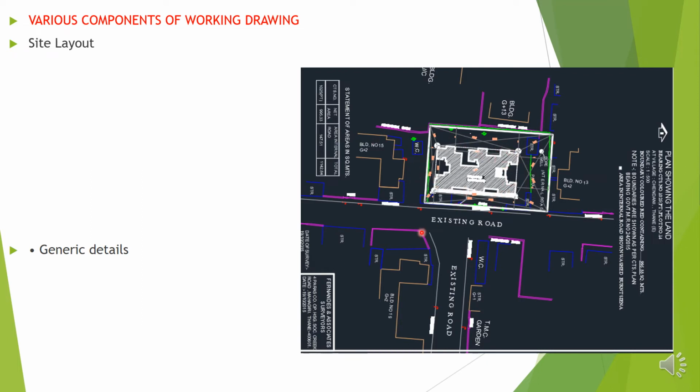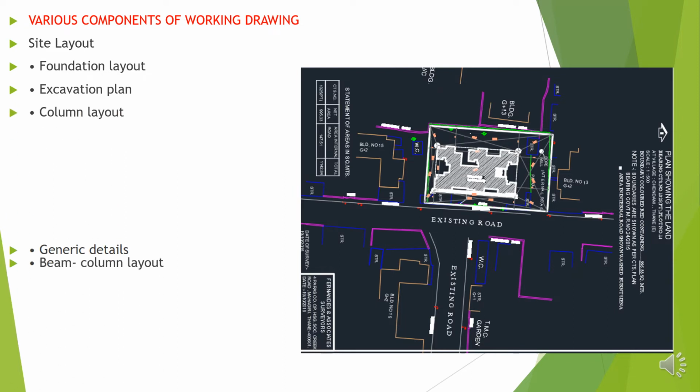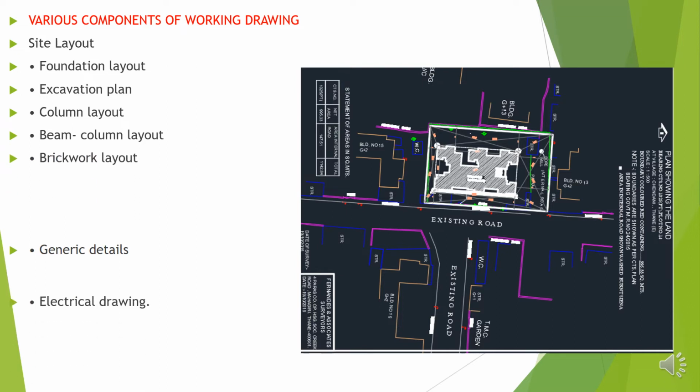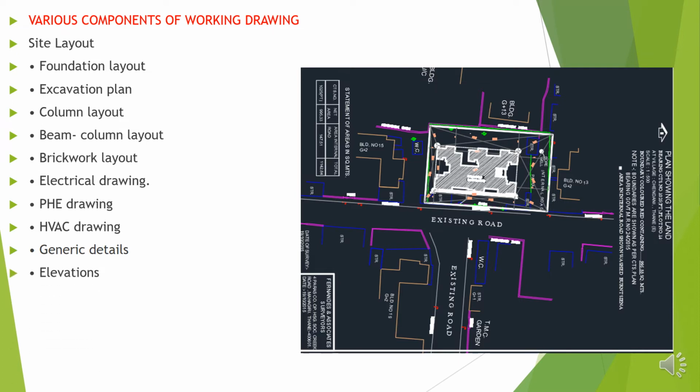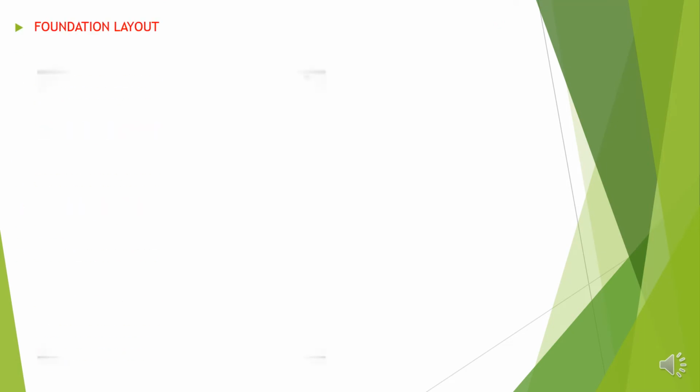In the site layout, the architect will show where the building is located with respect to the main road, what the adjoining buildings are, etc. All these details will be provided so that an engineer can locate the building in the exact location. Then come the foundation layout, excavation plan, column layout, beam and column layout, brickwork layout, electrical drawing, plumbing drawings, HVAC drawings if there are any, generic details, elevations, sections, and all these details.